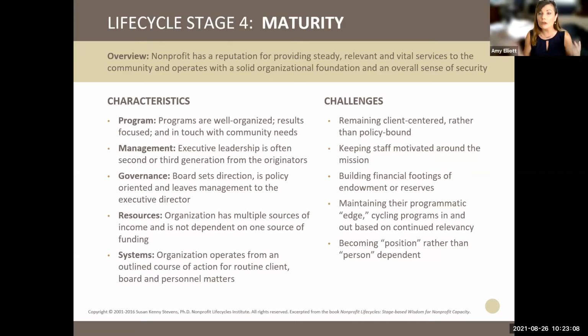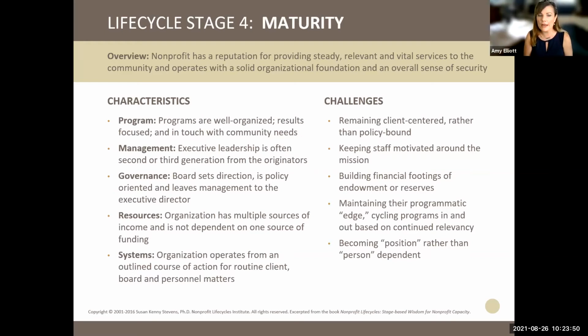Resources, your organization has multiple sources of income and is not dependent on just one source of funding. And that means even one type of source of funding. So even if it's just federal grants, there's a cautionary tale or 2 to be told about that. So having more than one source of funding is usually a good idea. You don't need to have every different kind. There are lots of different ways for nonprofits to get money, but you don't have to have every single one of them. But having more than one is definitely a sign of maturity and probably a long-term beneficial strategy.